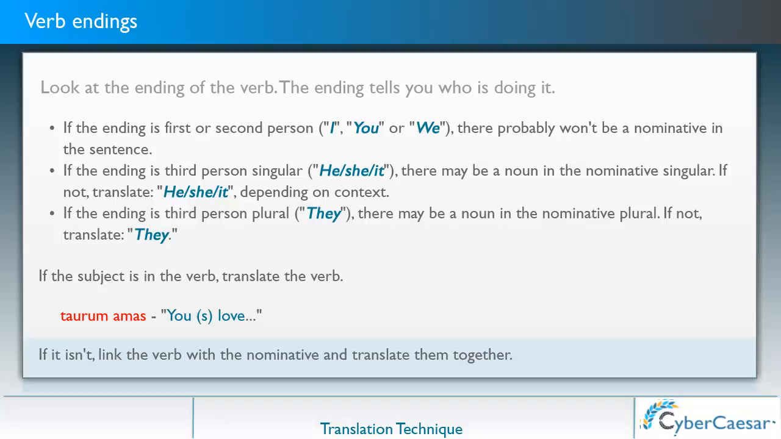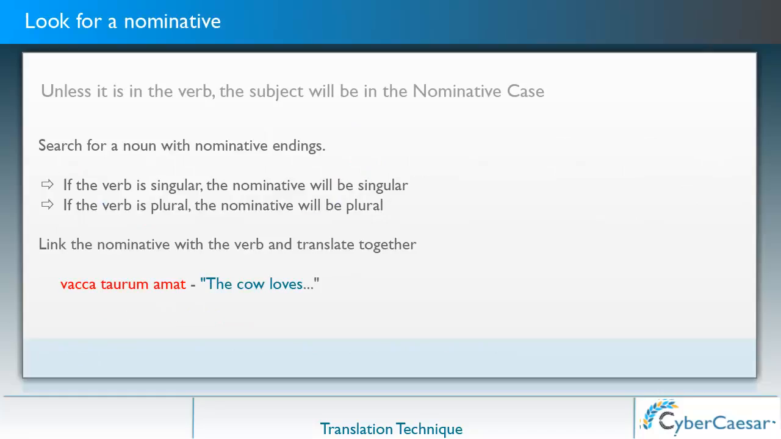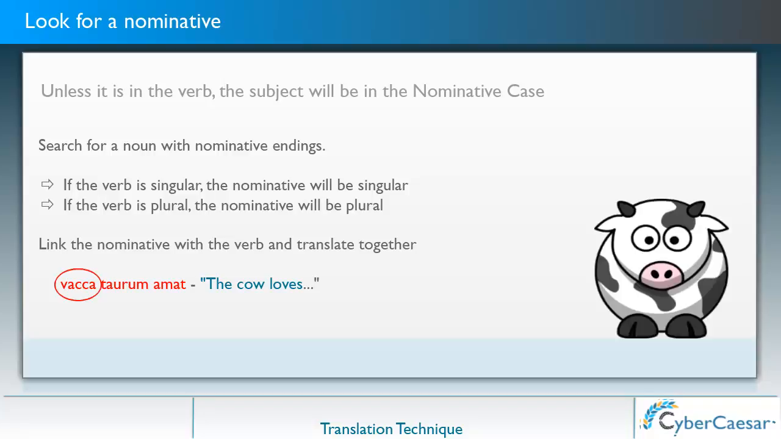If the subject is in the verb, translate the verb. If it isn't, link the verb with the nominative and translate them together. Unless it is in the verb, the subject will be in the nominative case. Search for a noun with nominative endings. If the verb is singular, the nominative will be singular. If the verb is plural, the nominative will be plural. Link the nominative with the verb and translate together.